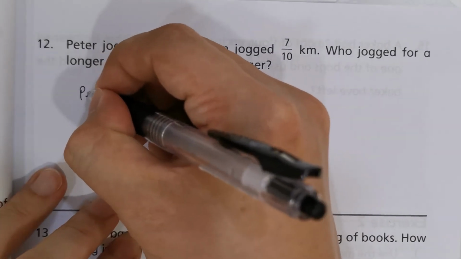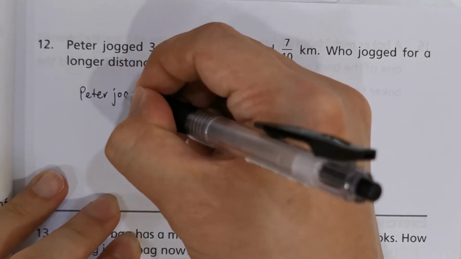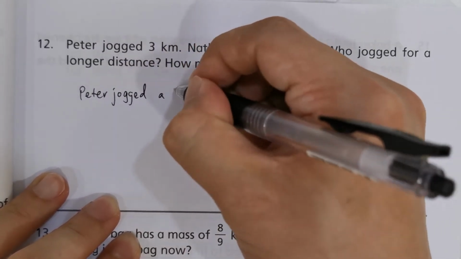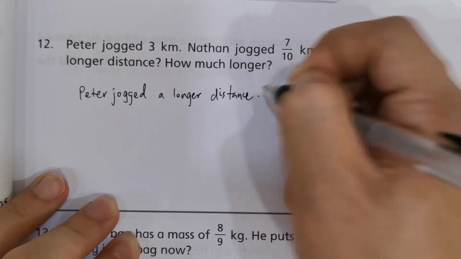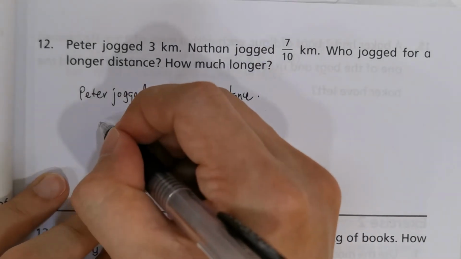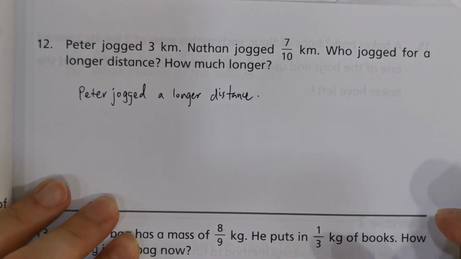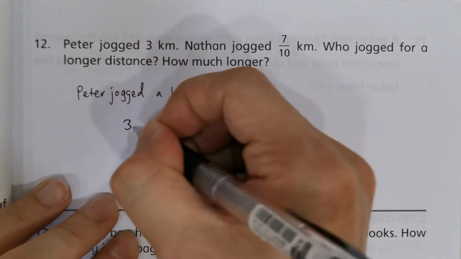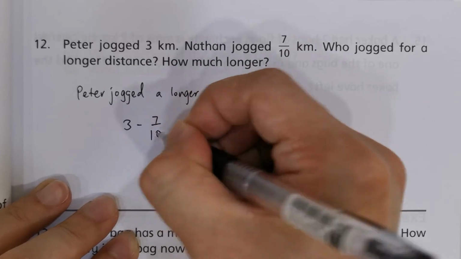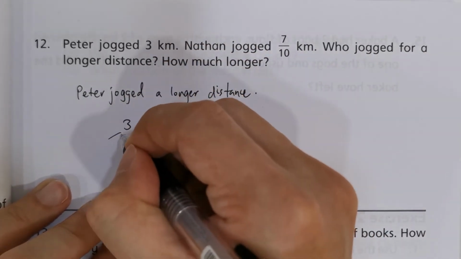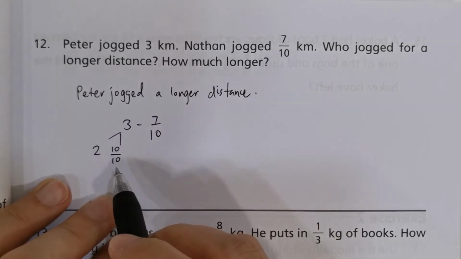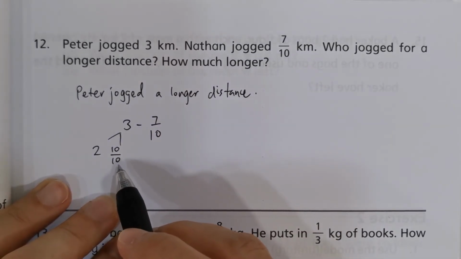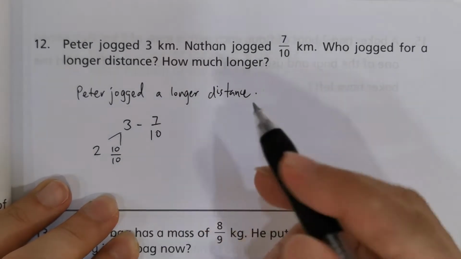You can write down Peter jogged a longer distance. How much longer? So how much longer means you need to compare their distance. So 3 whole minus 7 over 10. Now do you remember, I'm going to split this up again. 2 whole, 10 over 10. Why 10 over 10? You still remember? 10 over 10 is 1 whole, 2 plus 1 whole, 3 whole.